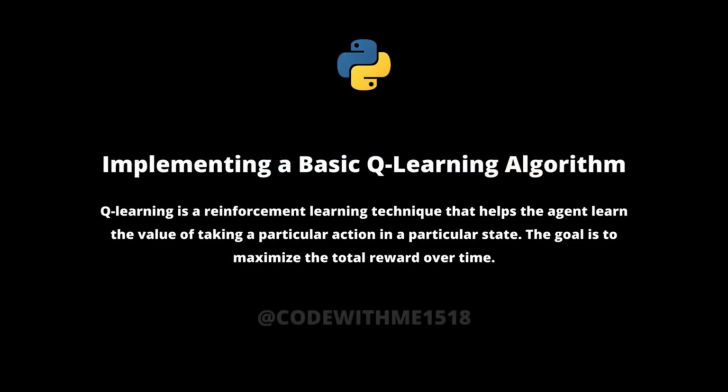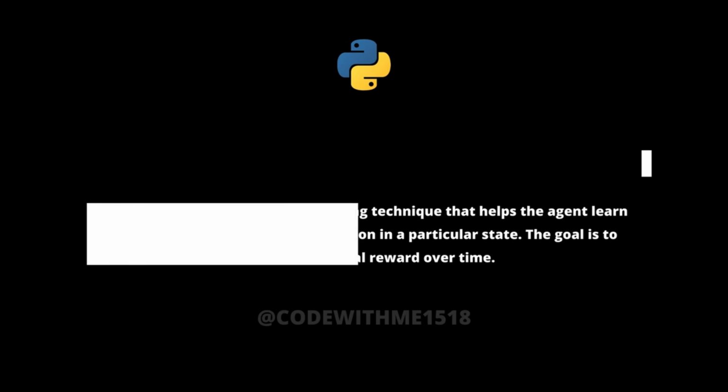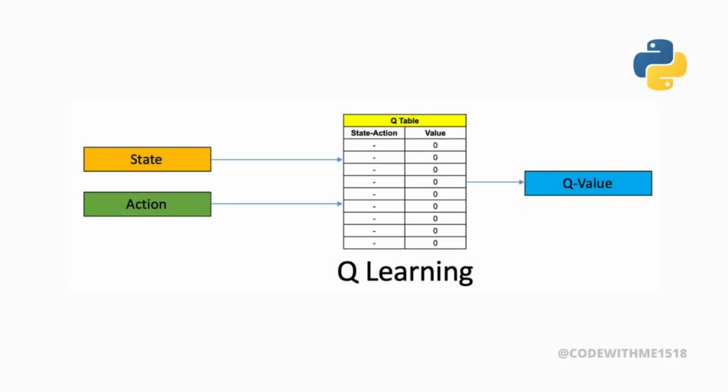Now, let's implement a simple Q-learning algorithm. Q-learning is a reinforcement learning technique that helps the agent learn the value of taking a particular action in a particular state. The goal is to maximize the total reward over time.